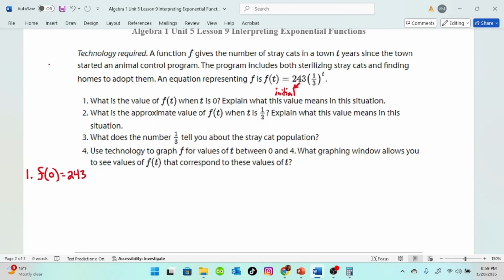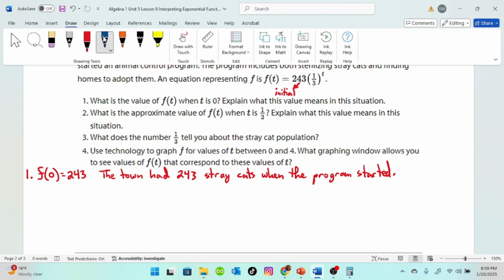And in this situation, the function gives the number of stray cats, so that means the town had 243 stray cats when the program started. And that's how we would answer number 1.